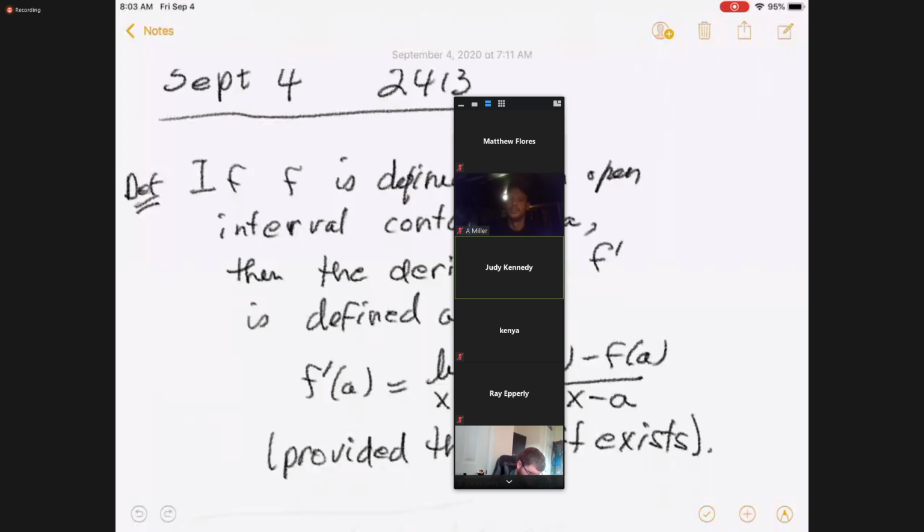Okay, so given a function, f prime is another function, the function derived from f, hence the name. So f prime is related to f. It's not generally equal to f.